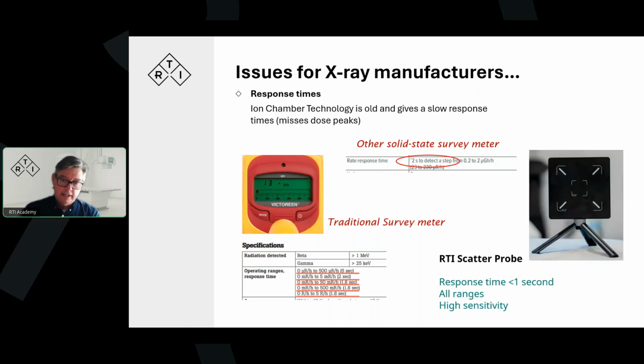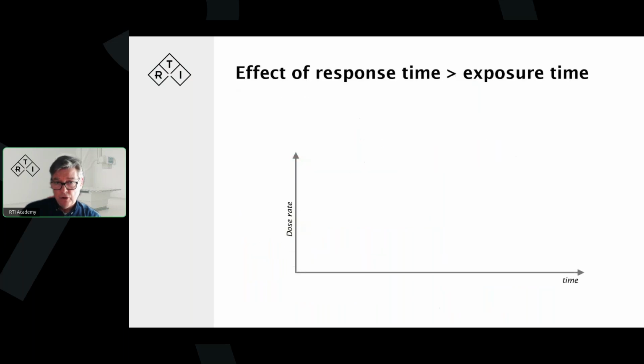With the RTI Scatter Probe, as you saw in the examples that we have there, the response time is always less than 1 second, often significantly less than 1 second, which is more practical and more realistic from the point of view of medical X-ray, where you may have shorter exposure times, shorter radiation events. Now, what does that mean when we're looking at the response time? What impact would that have?